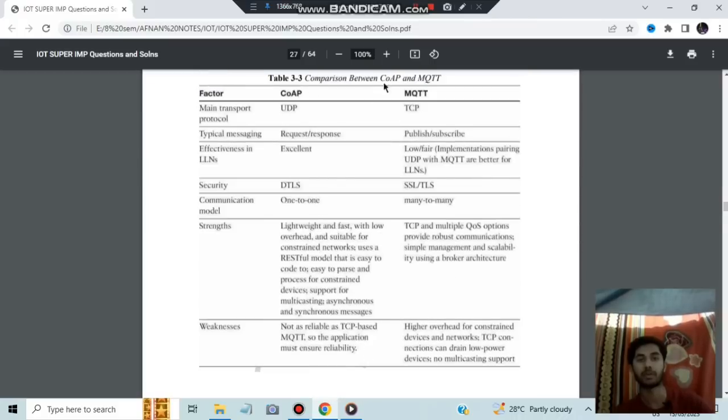There are variations between CoAP and MQTT. This will summarize the differences between them. One is using UDP, this is using TCP. Request-response here, publish-subscribe there, 6LoWPAN, and so on.